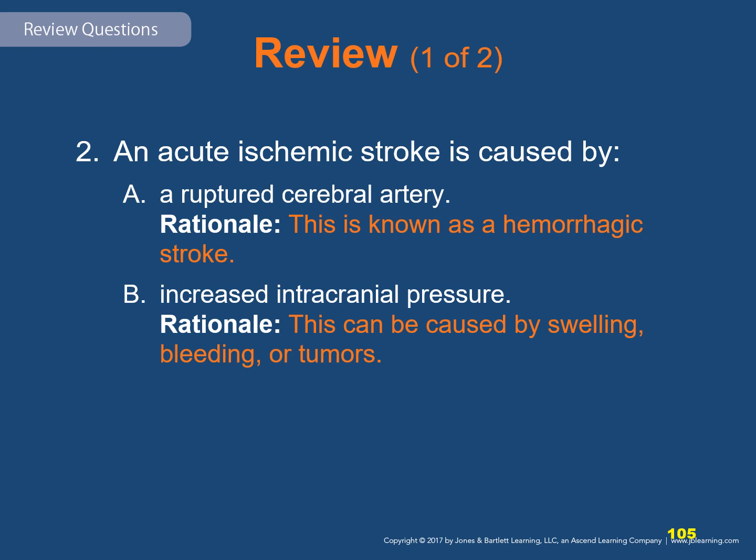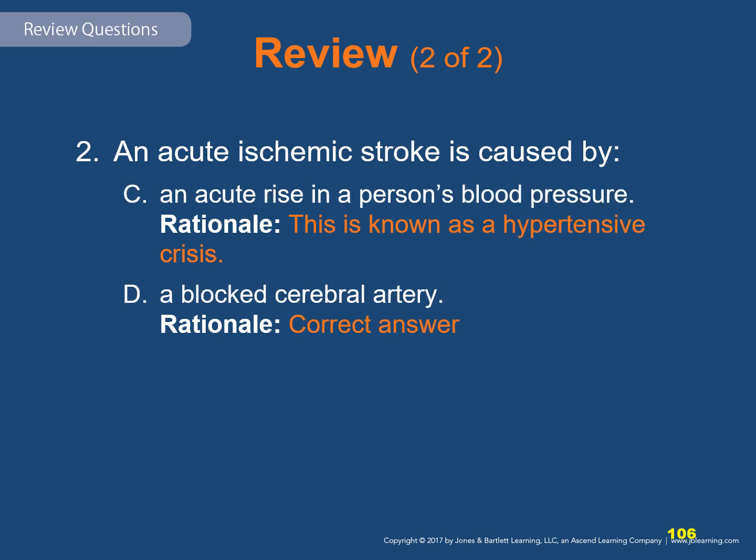Increased intracranial pressure. The actual pressure can be caused by swelling, bleeding, or tumors. So an acute ischemic stroke is not caused by increased intracranial pressure. The increased intracranial pressure is a result of other things happening, like swelling, bleeding, or tumors. An acute ischemic stroke is caused by, let's look at these last two answers.